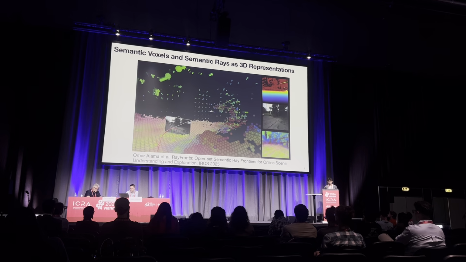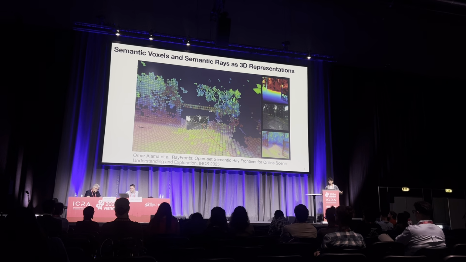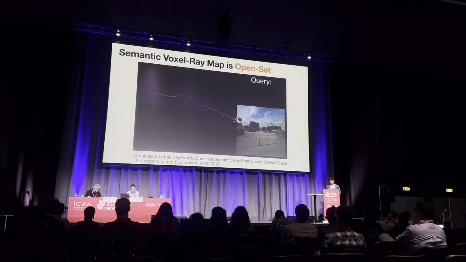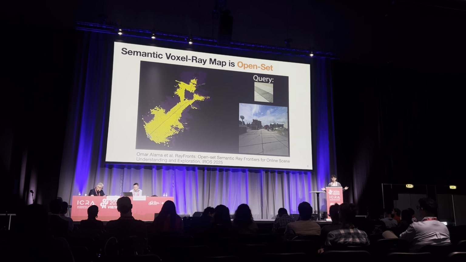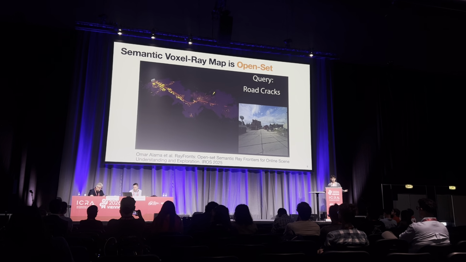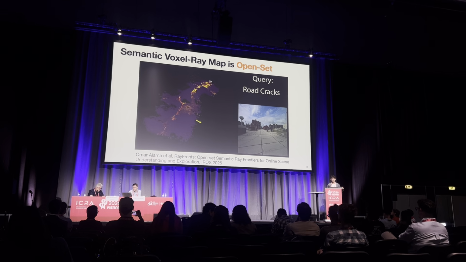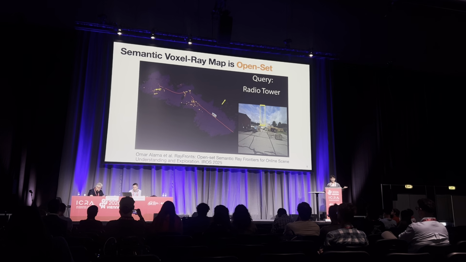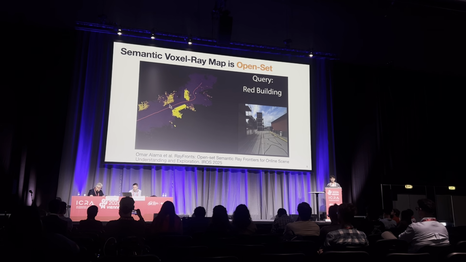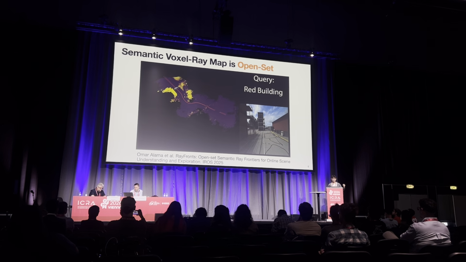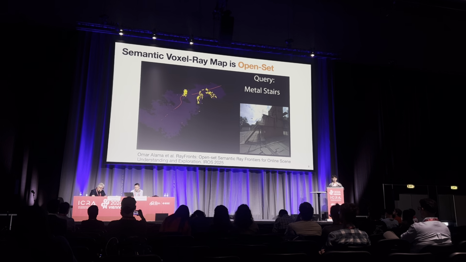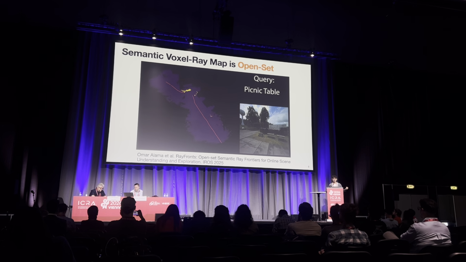The key point of these semantic voxels and semantic rays is that they are open-set or open-vocabulary. Given any type of query, like this image or very arbitrary text like road cracks or trees or radio tower, it highlights the voxels or rays that have higher cosine similarity between the text features and the latent features that are stored in semantic voxels or rays.